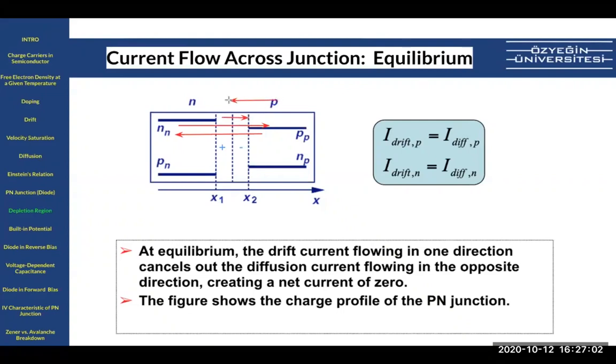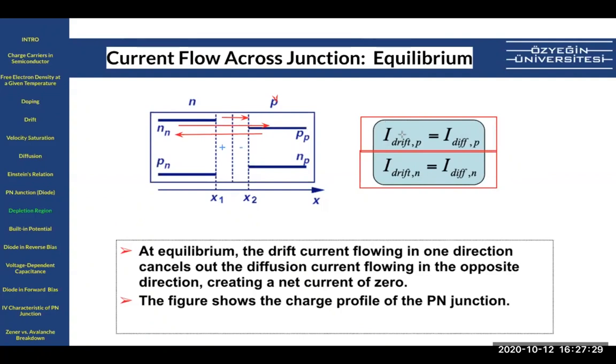So holes come due to the diffusion. You can think of it that way. They are coming, but then they see the electric field and they are getting forced back. So then we don't get to see any current. The formula for that is I drift for holes equals I diffusion for holes, and I drift for electrons equals I diffusion for electrons. And you know their formulas.